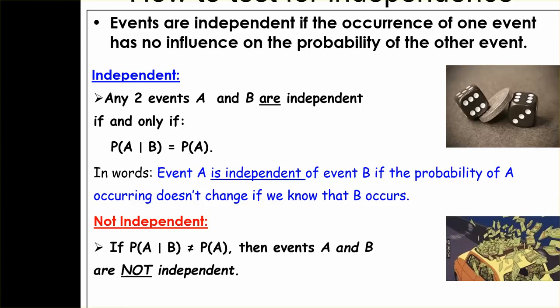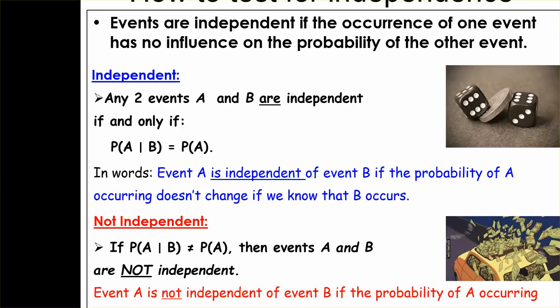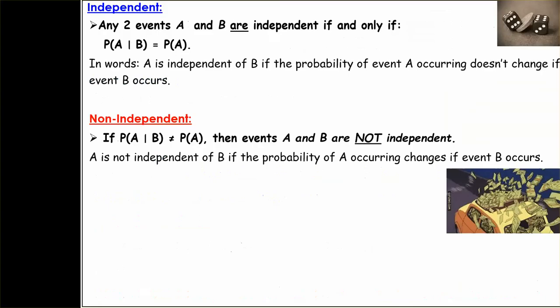Not independent. If the probability of A given B is different, it means not equal to the probability of A, then events A and B are not independent. That's like having a job and having a car are not independent. Now the bottom bit's been cut off the bottom of the screen, but what it says there is event A is not independent of event B if the probability of A occurring changes if we know that event B occurs. The probability of having a car changes if I know that you have a job. So they're not independent.